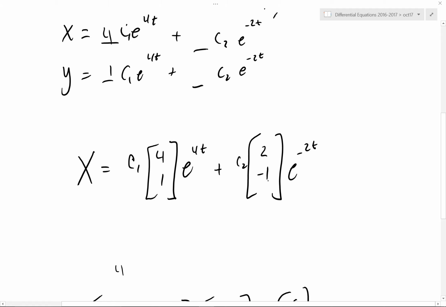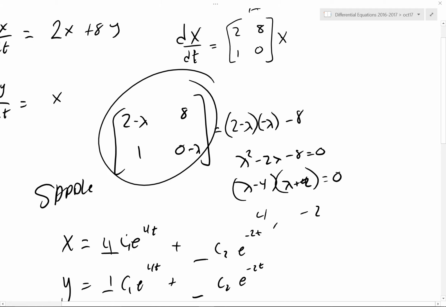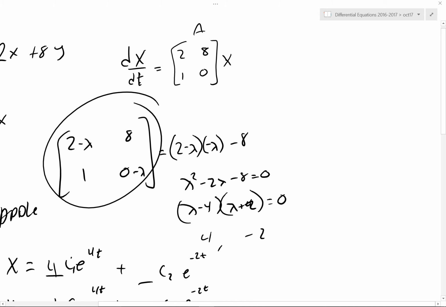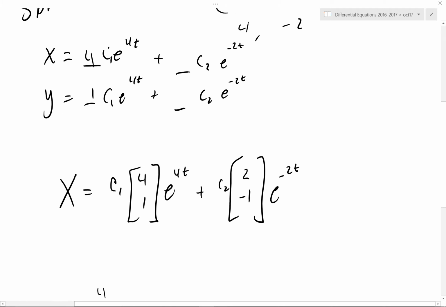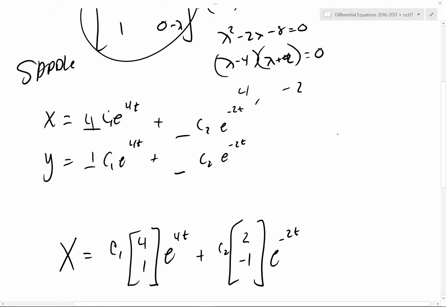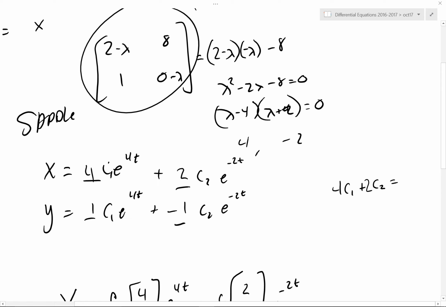There we go. And so then the question is, what were our initial values? Oh, geez, I didn't write them down. So x of 0 is 1 and y of 0 is 0, let's say. I don't know. 1, 0. Sure. 1, 0. Well, that means that 4c1 plus, oops, wait, no. Plus 2c2 equals 1.